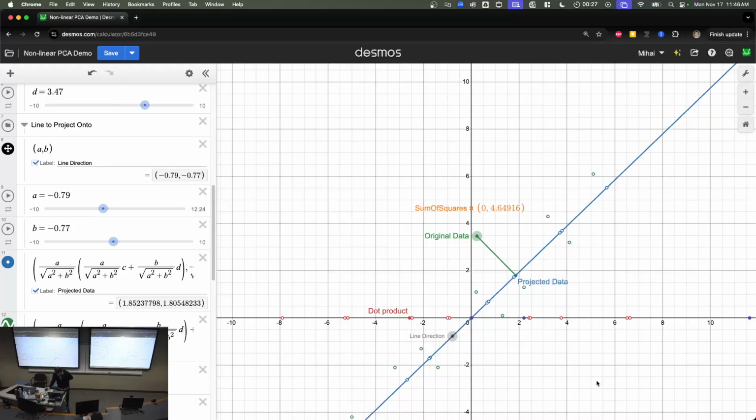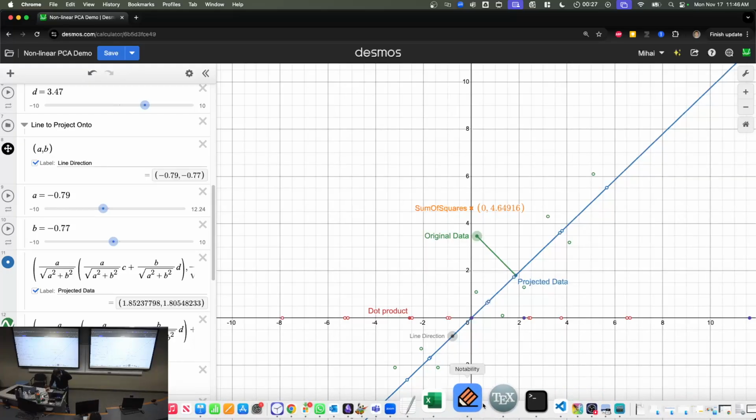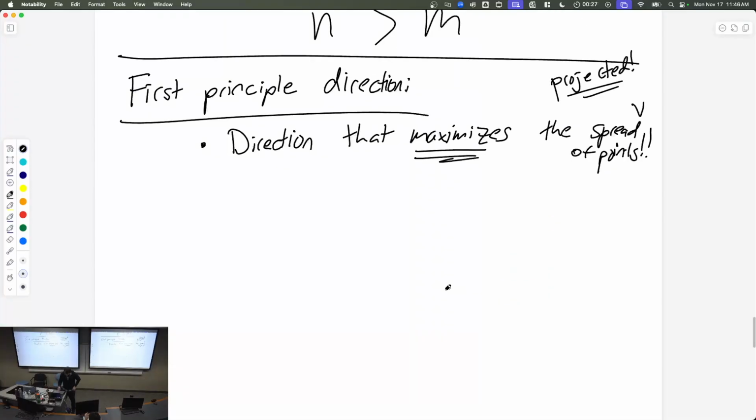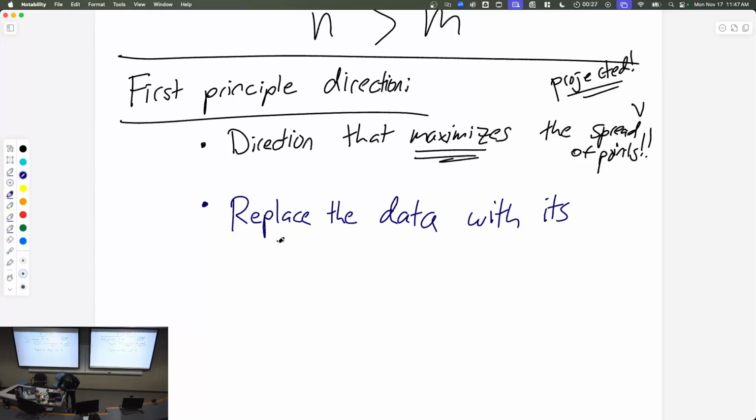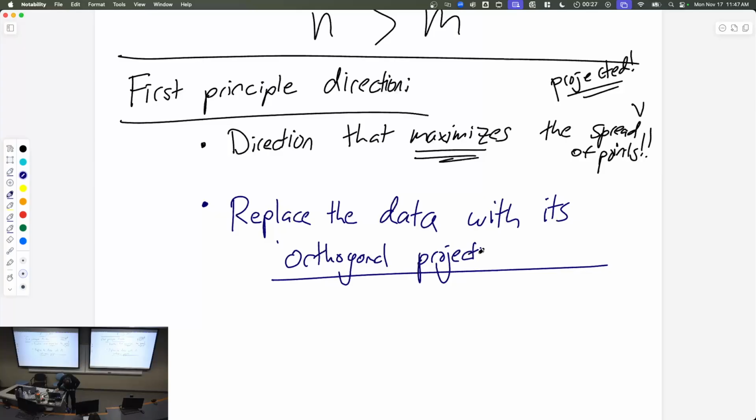What about the other principal component directions? PC2, PC3, and so on. This is a kind of a recursive algorithm. You can replace the data with its, I'm going to use this buzzword, orthogonal projection after PC1 is removed.